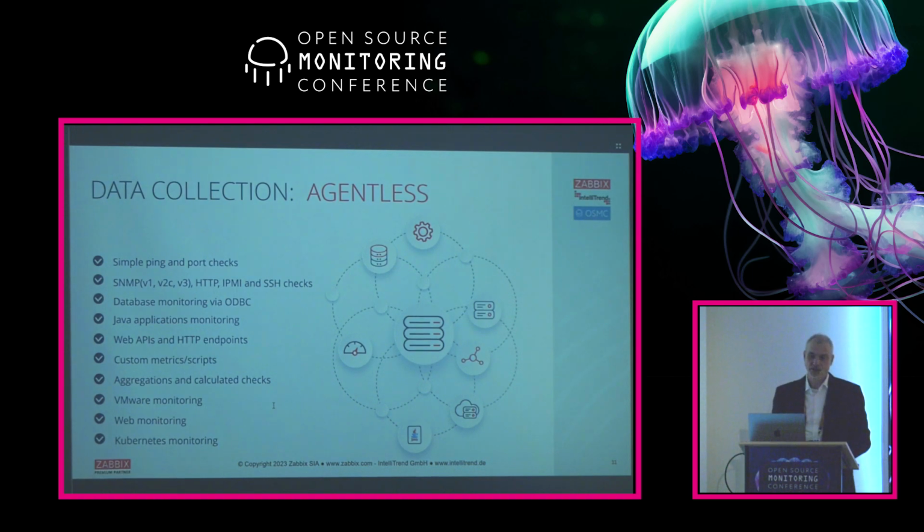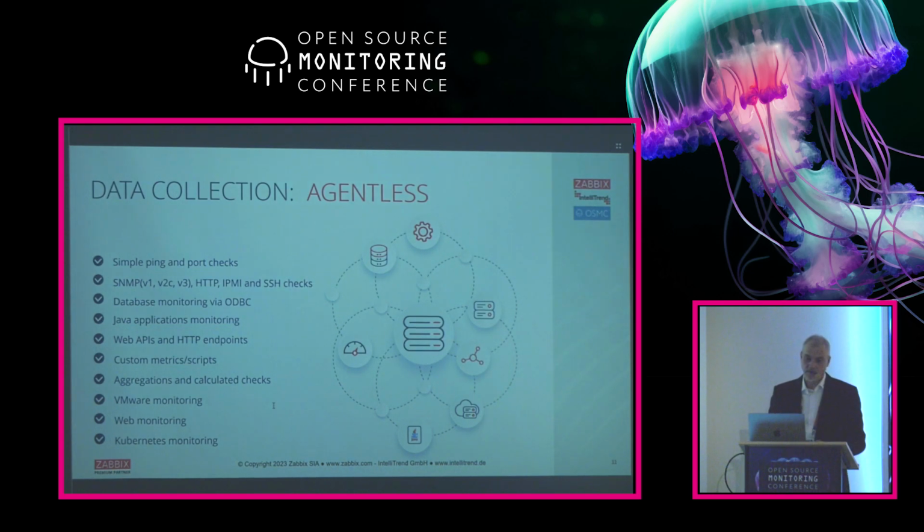Database monitoring, Java application monitoring, web APIs, and HTTP endpoints have become more and more important over the last years, I can say. Custom metrics and scripts: one reason why Zabbix is so successful is you can use custom scripts, shell scripts, bash scripts, PowerShell scripts, whatever. Aggregation and calculated checks refer to when you already have data collected and now you're using operations to put them together, like net in plus net out is net total. That would be an example for that one. Or maybe you would aggregate the number of queries over your MySQL database cluster. That would be another example.